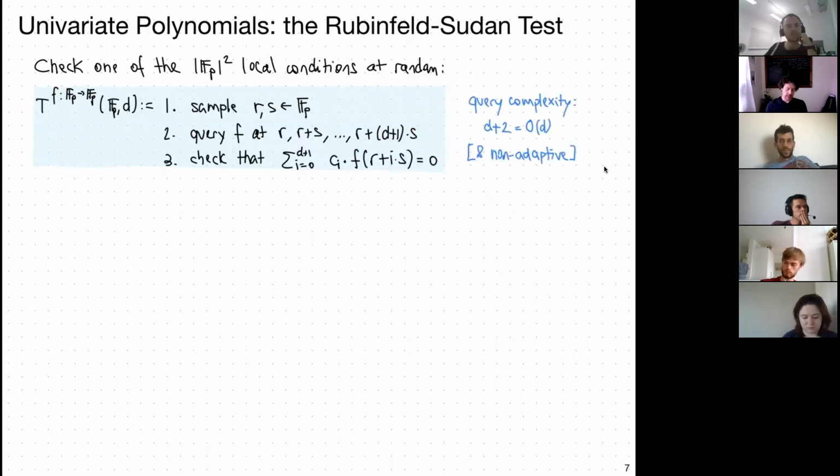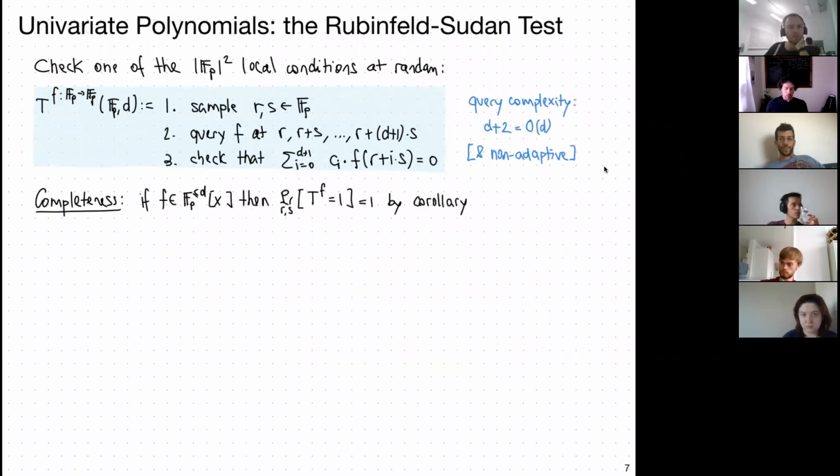Okay, so that's the idea. The query complexity would be D plus 2, so we know still O of D. And let's see what happens. Before we see what happens, at least the definition of the test, does the idea make sense? Any questions? Okay, I see that you're all nodding. Good.